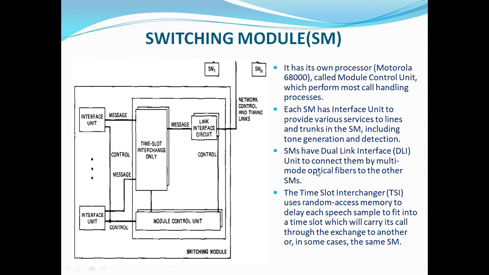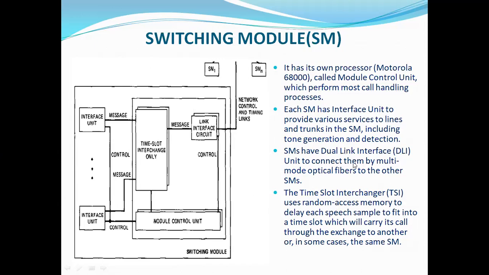We have other units as well. This unit is called the interface unit. These are the distributed interface units. The function of the interface unit is to provide various services to the lines and trunks of the switching module, including tone generation and detection. To establish any call we need to transmit several control signals, that is tones, so tone generation and detection is the basic function of these interface units.